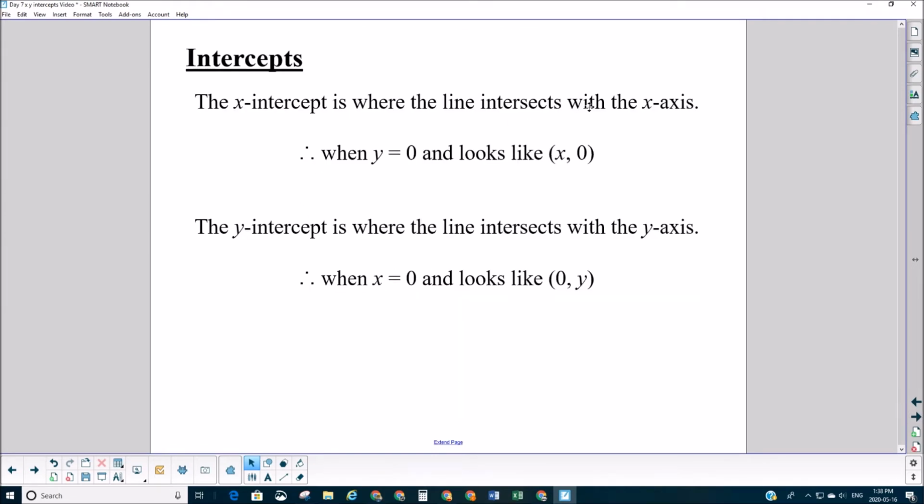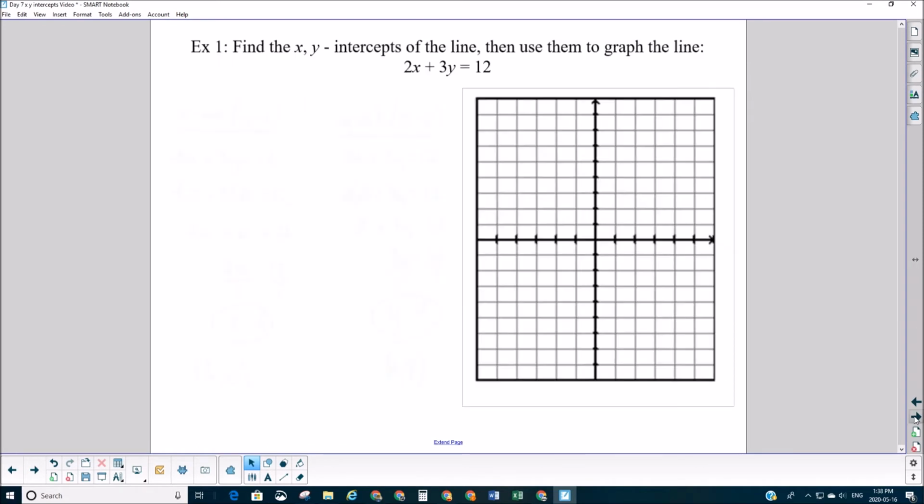So the x-intercepts are when the line intersects the x-axis, and it happens when y equals 0, and they look like this. And the y-intercept is when the line intersects the y-axis, and it happens when x equals 0, and they all look like this. So let's look at an example. Here's an equation, 2x plus 3y equals 12. And if you remember from our last lesson, this is an equation of a line in standard form. It turns out it's easier to find intercepts, x-intercepts especially, in standard form than it is in y equals mx plus b form. So we're going to use this version.